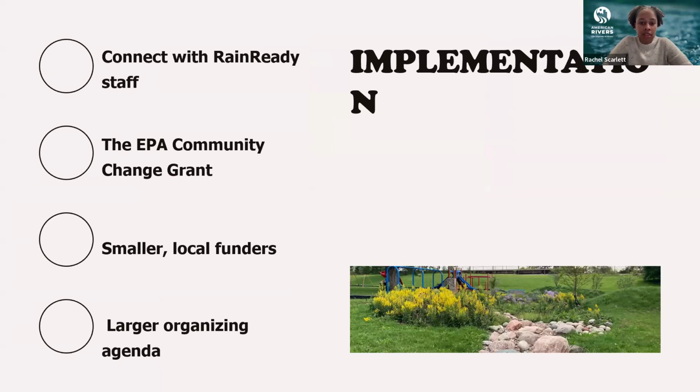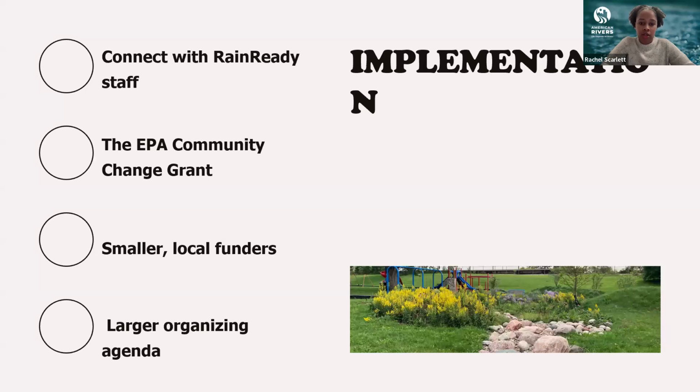So with all of these different ideas, we still needed a plan to help move these ideas forward. Given our capacity, we had to break up the implementation into smaller pieces, and a lot of this implementation work is being led by the Center for Neighborhood Technology and the Calumet Collaborative. So they are continuing to work with community members to connect participants in the Civic Innovation Hub with Rain Ready staff so that they can continue to be involved in community-led water management in their communities.